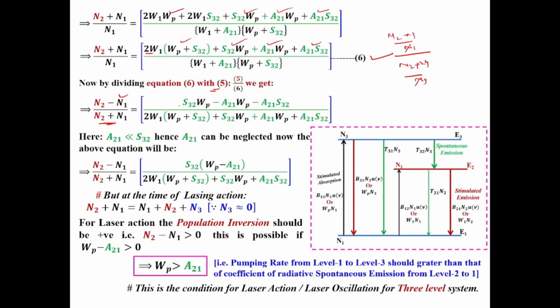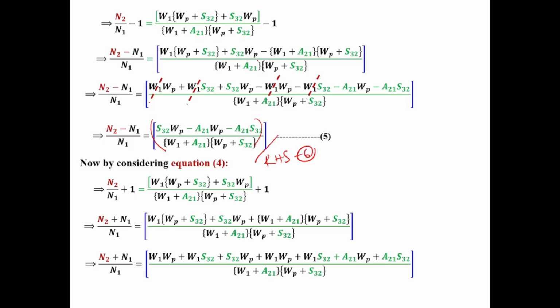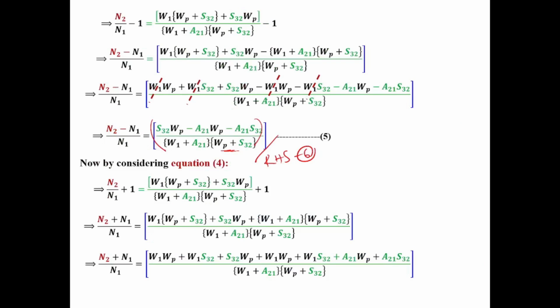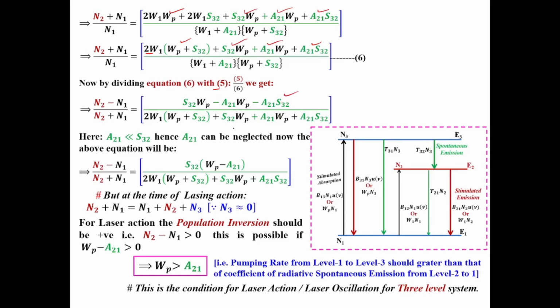So if I do so, this denominator term is common for equation number 5 and 6. See, W1 A21 WP S32, W1 A21 WP S32. So they will be cancelled out and we can find the numerator of equation number 5 over the numerator of equation number 6. You can see the numerator of equation number 5 is your S32 WP minus A21 WP minus A21 S32, divided by this much value, the numerator of equation number 6 written over here.